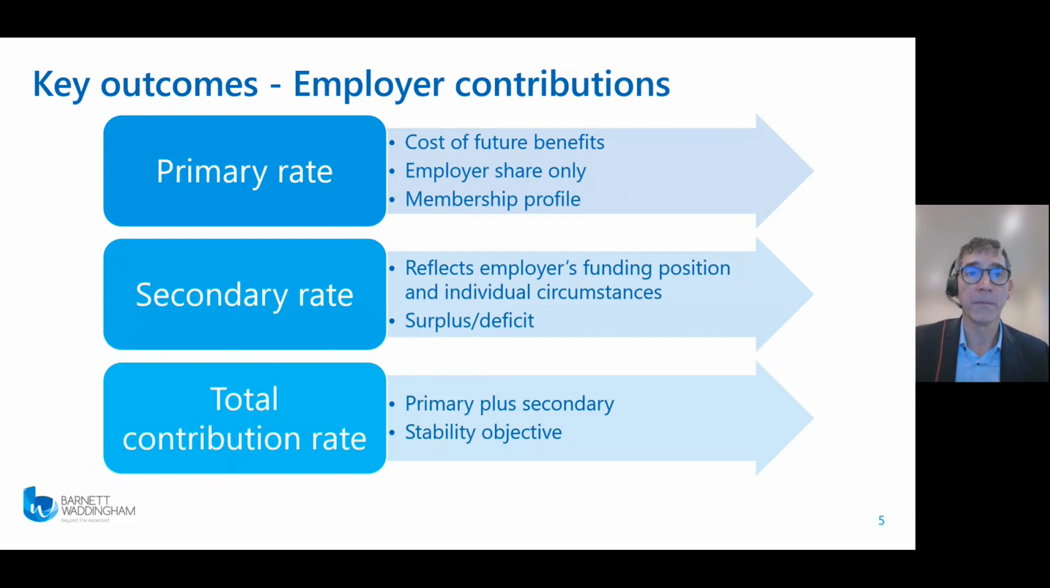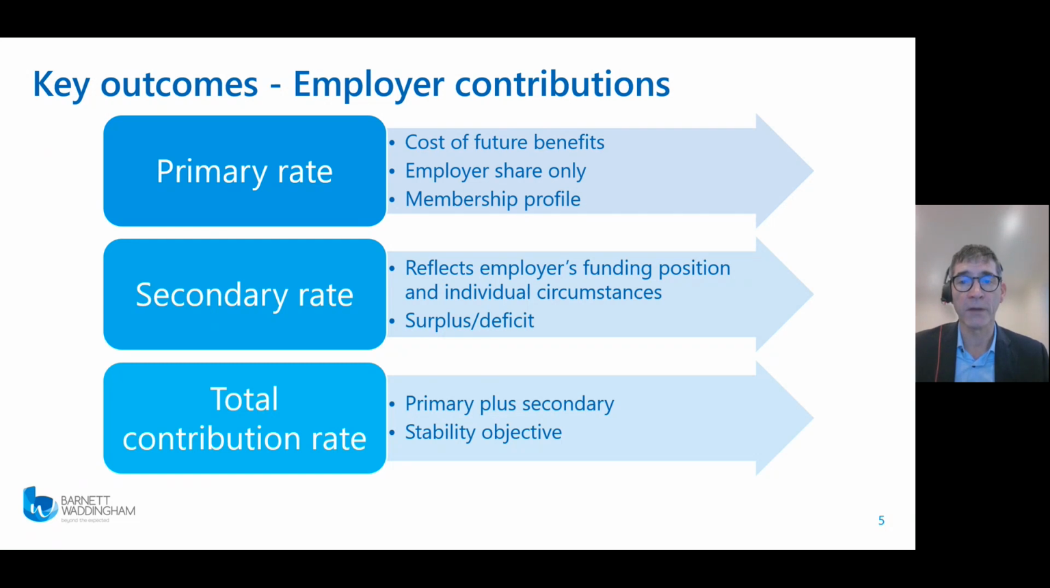The second outcome of the valuation is the contribution rate. So how much will you have to pay in to the fund over the next 3 years? And this is made up of two parts. The primary rate, which is the cost of the benefits accruing in the future, and the secondary rate, which is an adjustment for the funding position that you have.